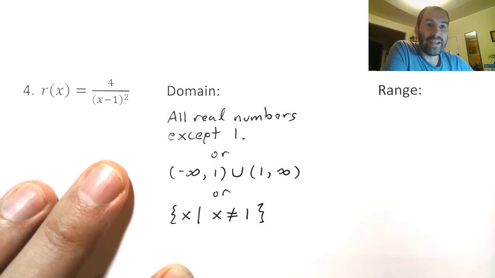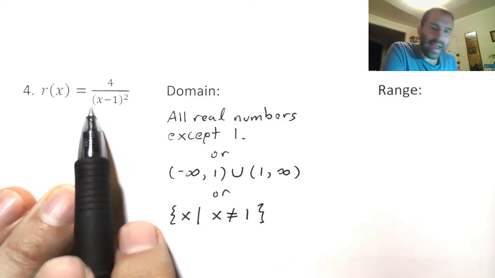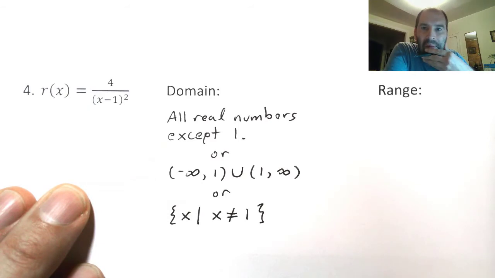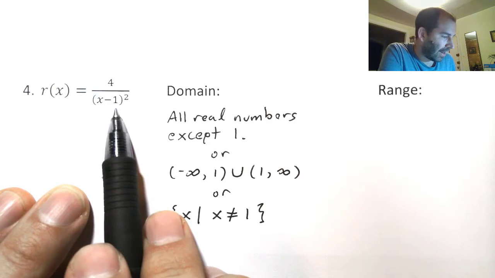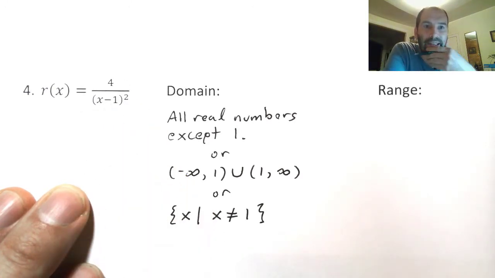What about the range here? What's the range of this function? Well, let's see. Is there any number I can't get as an answer here? Well, if you think about it, 0. There's no way I can get 0, right? There's no number I can plug in for x and get 0 as an answer. You can't divide 4 by a number and get 0. Anything else?